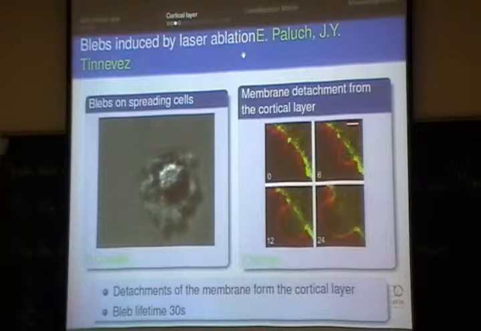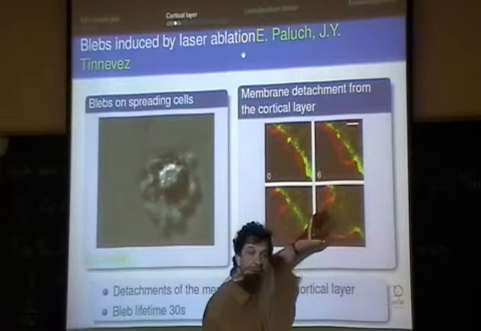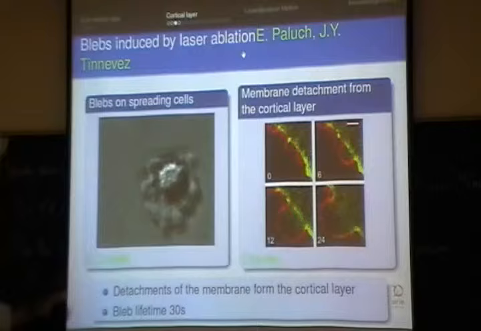Now if you use ideas like this, you can calculate the size of the bleb, and you can compare quantitatively to experiments. You need the tension, and you can measure it independently. So in this experiment, you even have directly the tension that you need, and you can make quantitative measurements. So that's another problem that we study with the cortical layer.